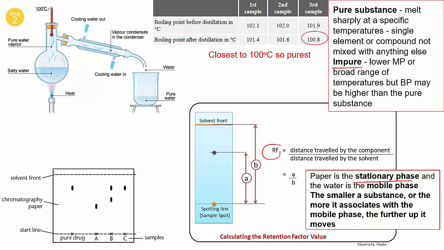Smaller substances and those that associate more with the mobile phase, they bind more to the solvent as it's moving, will end up moving further up. If something is a larger compound and it doesn't dissolve very well in the solvent, it wouldn't move as high up. Key thing, RF value, look at how you calculate it, and don't forget how you interpret chromatography.